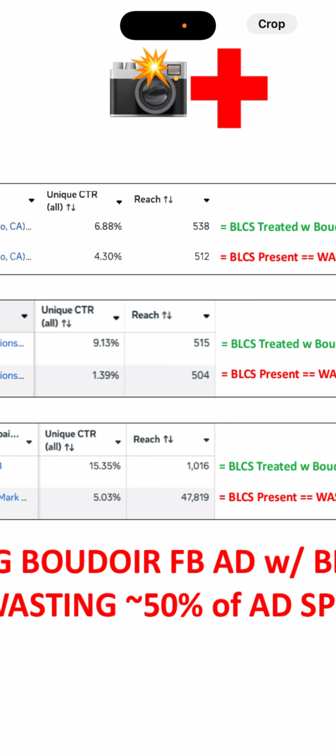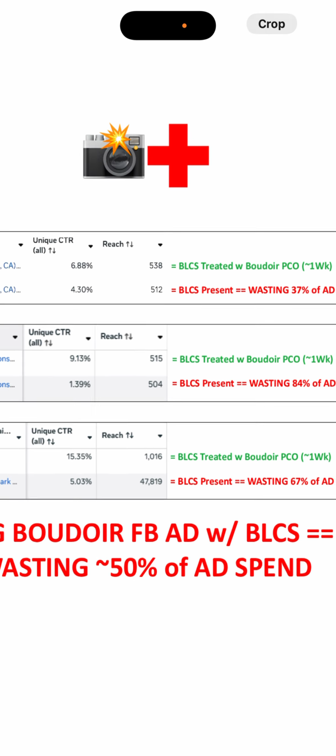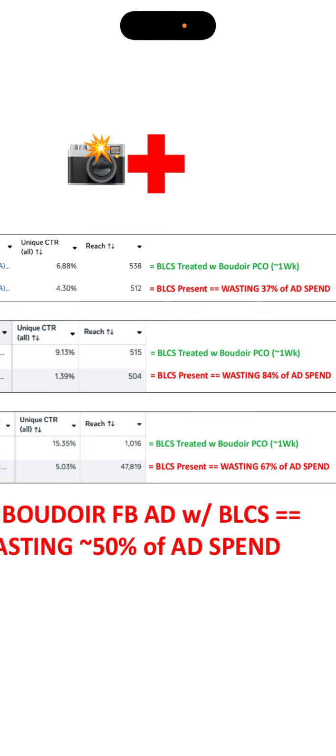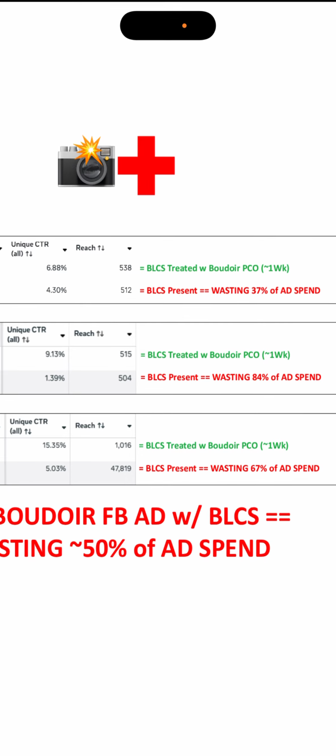And all this data I'm showing you is all cold audience. People have never seen us before. My metrics with this are better than basically everyone else's retargeting campaigns, where people have seen us before and know about us. So with BLCS treated by Boudoir Pico, which takes about a week, I got 9.13%. We're above unique CTRL of 6%, Boudoir Brain Entry Boost, dominant Boudoir advertiser, all that stuff.